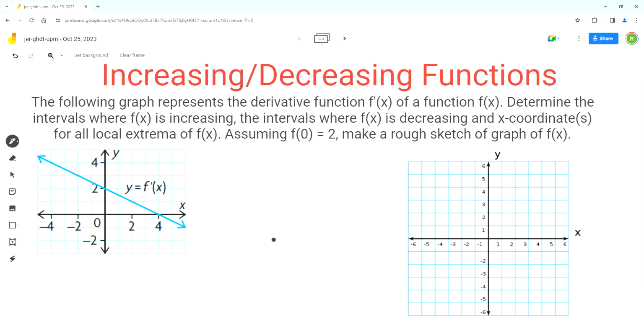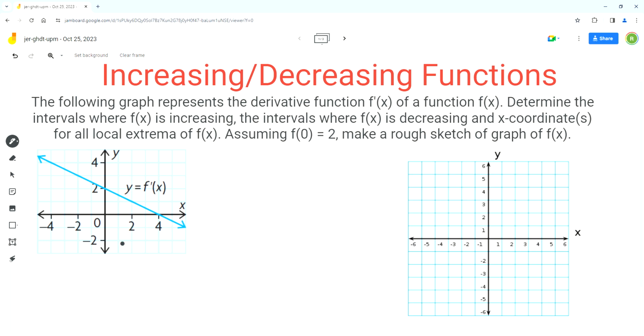So in this video, we'll use this graph of the derivative of function f(x) to graph the function f(x). As per the problem, the following graph represents the derivative function f'(x) of a function f(x). Now determine the intervals where f(x) is increasing, the intervals where f(x) is decreasing, and the x-coordinates for all local extrema of f(x). Assuming f(0) is equal to 2, make a rough sketch of the graph of f(x).